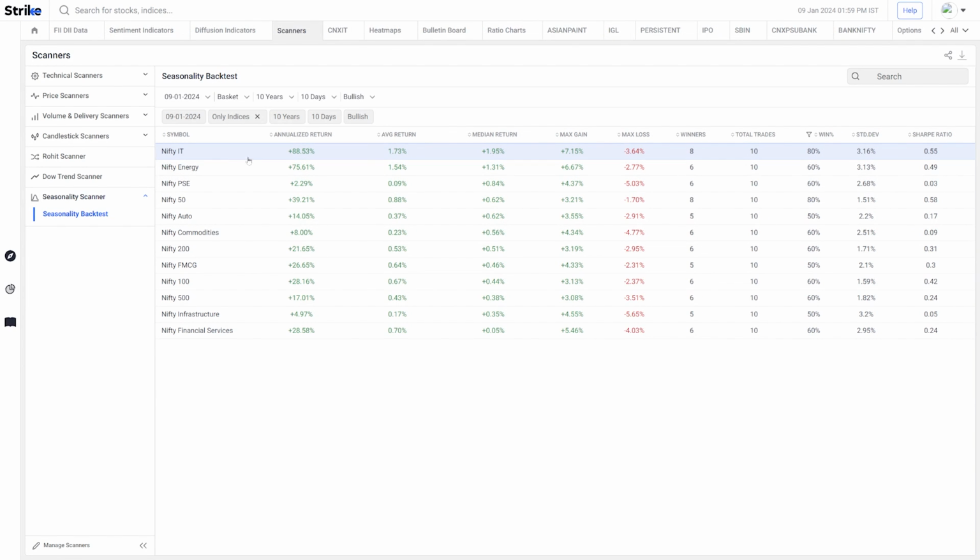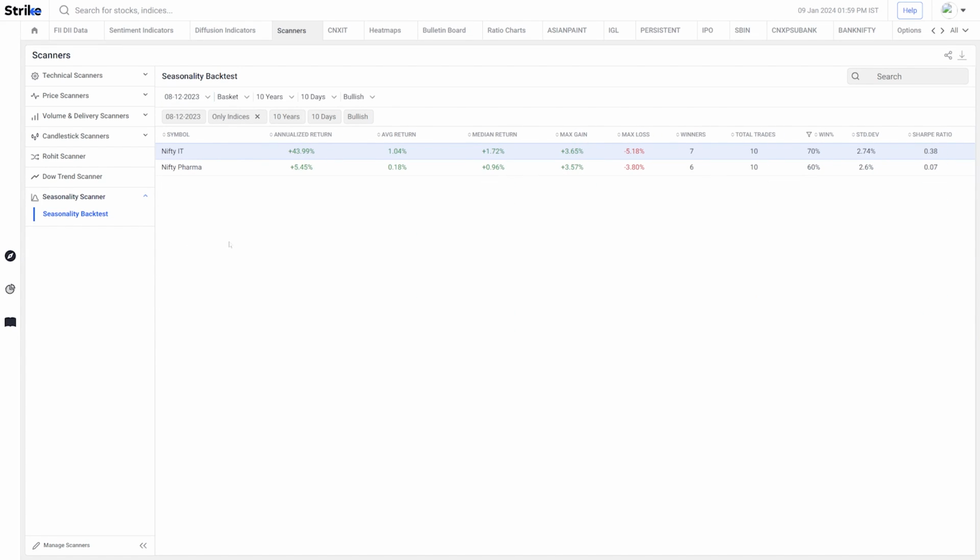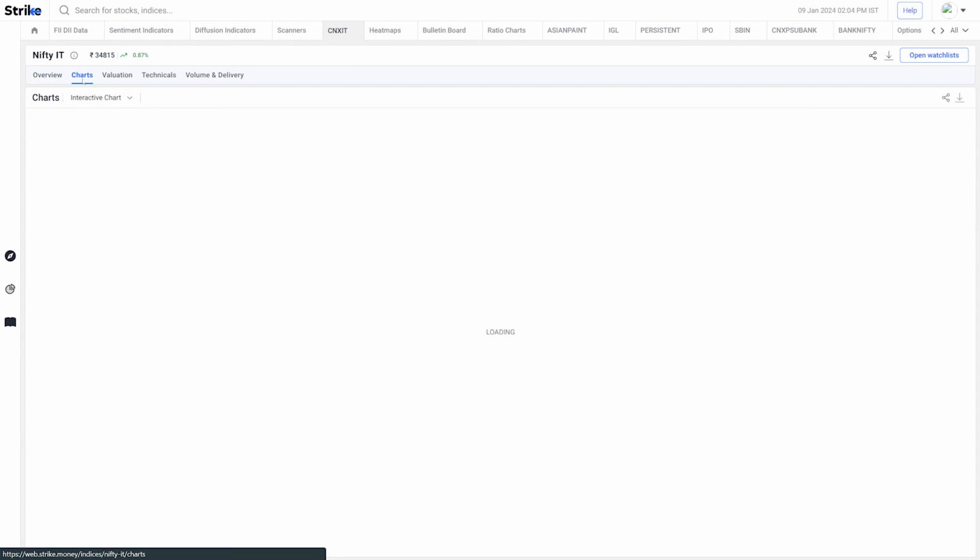You have the flexibility to choose from some of the historical dates. So for example, if you were using this scanner back at the beginning of December, let's say 8th of December, then the only two bullish sectors based on seasonality are Nifty IT and Nifty Pharma with a win rate of 70% and 60% each, and the Sharpe ratio of Nifty IT is definitely better than Nifty Pharma. So let's look at the seasonality for 8th of December, for the next 10 days, on the Nifty IT chart itself.